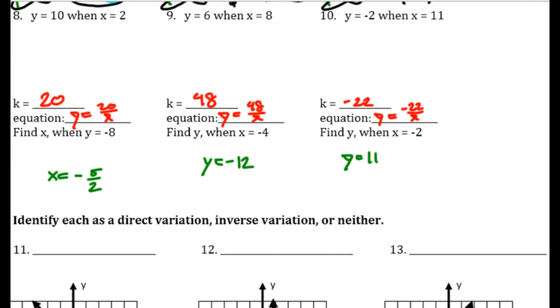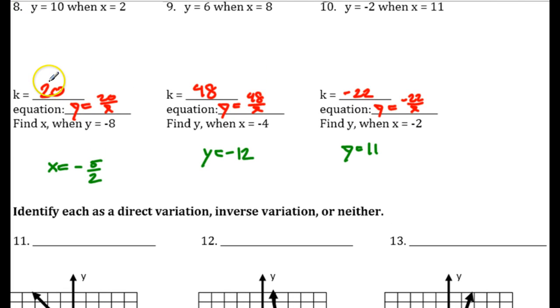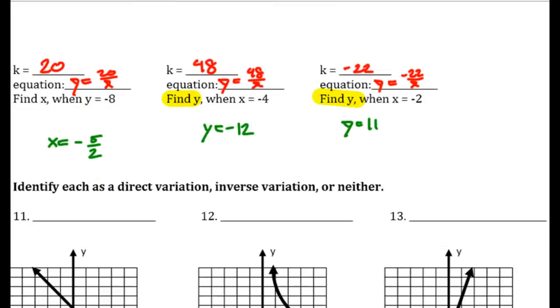Alright, so for these last three problems, here's the k, the new equation with the k, and the missing variable. Alright, so take a look at these three. Now, on 9 and 10, hopefully you're reading carefully. They switched it up on you. All the first four problems we were finding x. These two were finding y, so you should have been plugging that number into the x. Alright, so those are those three. Number 8, the x was a fraction, and once again, that's okay.